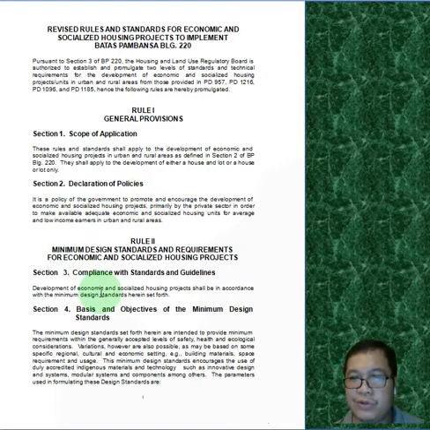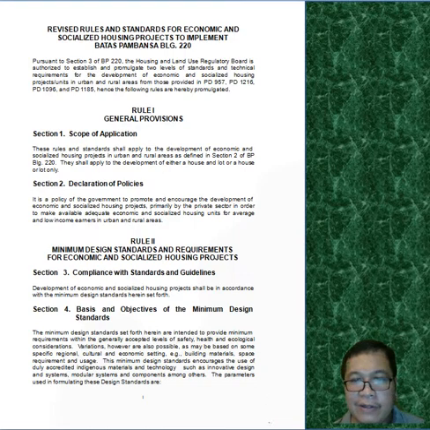Then you have Section 2, declaration of policies. It is a policy of the government to promote and encourage the development of economic and socialized housing projects, primarily by the private sector, in order to make available adequate economic and socialized housing units for average and low income earners in urban and rural areas. We have Rule 2, the minimum design standards and requirements for economic and socialized housing projects. Section 3, the compliance with standards and guidelines.